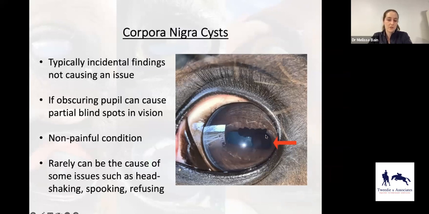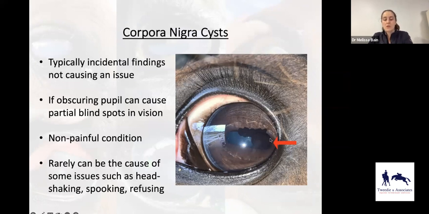And these are just pretty cool, so I put them in. These are Corpora nigra cysts. The Corpora nigra is this structure here at the top of the pupil. It's thought to help reduce glare on horses. And sometimes this structure can get cystic.